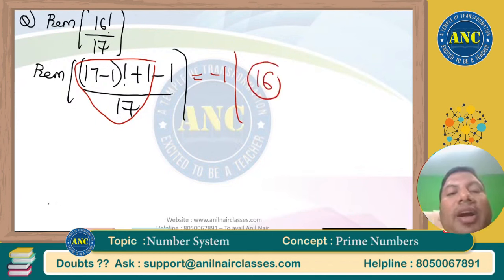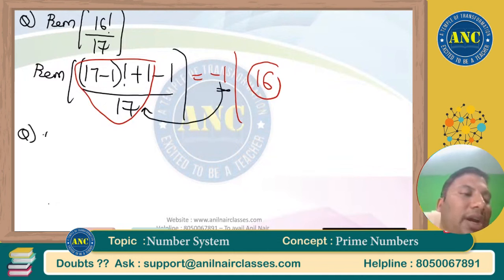(P minus 1) factorial plus 1 when divided by p: the remainder will be 0. 0 minus 1 gives minus 1. If you get a negative remainder, add it with the denominator.